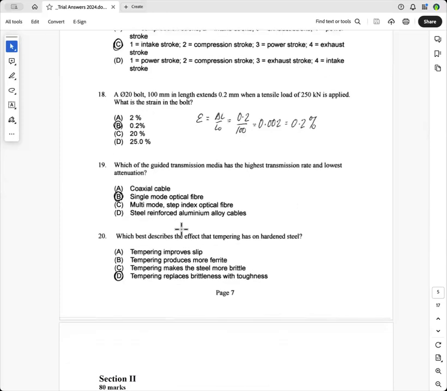Question 20, which best describes the effect that tempering has on hardened steel? Hardened steel, if it's greater than 0.3% carbon, has sufficient carbon in it for martensite to form. Martensite is very hard and it's very brittle. If you temper the martensite, you replace that brittleness with toughness. So D is the correct answer there.